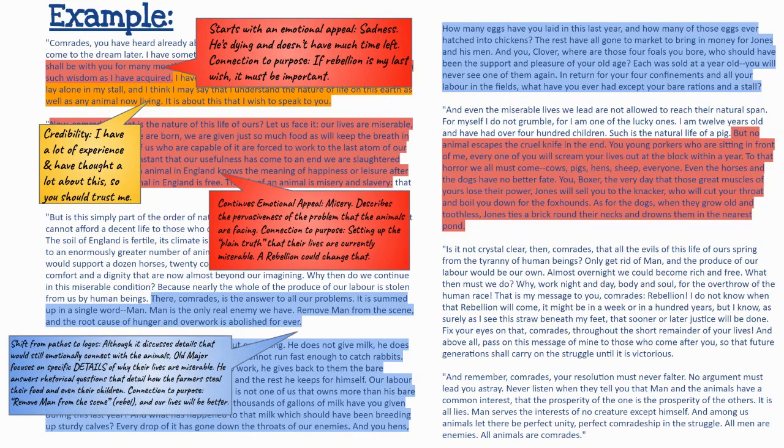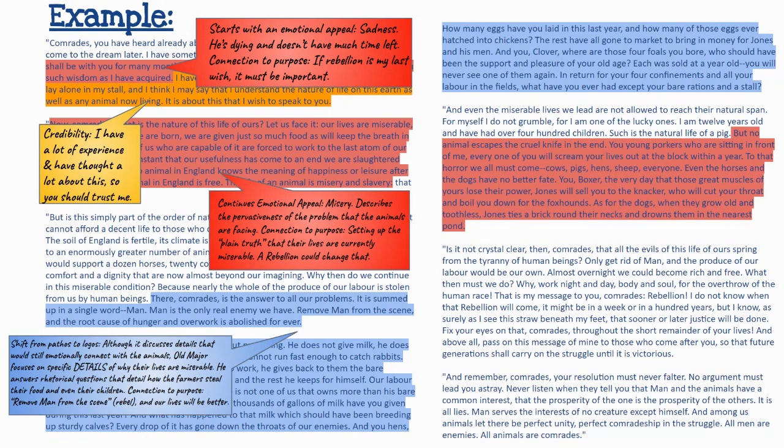Now he shifts to logical appeal. He uses simple syntax to name the cause of all the problems he just went through. It is summed up in a single word: man. Then he goes on to give specific details of how man has caused their misery. Man takes their food and steals their children. Old Major gives example after example for specific animals to prove this.